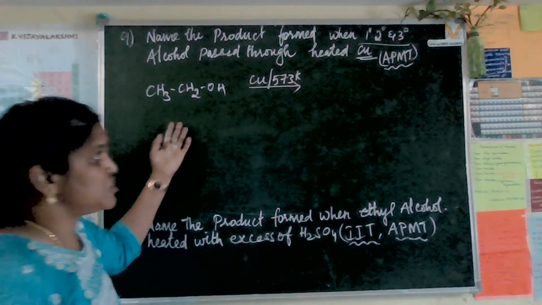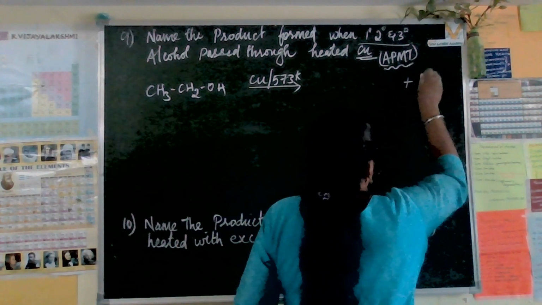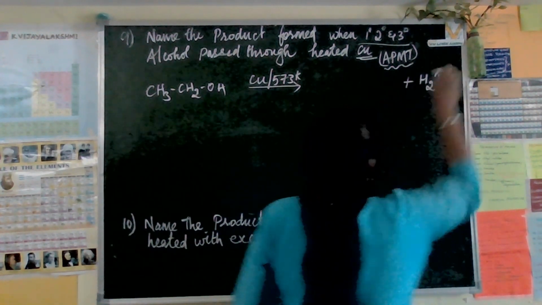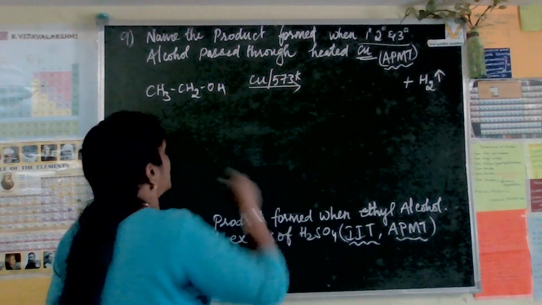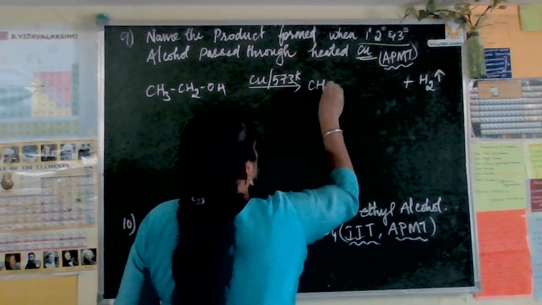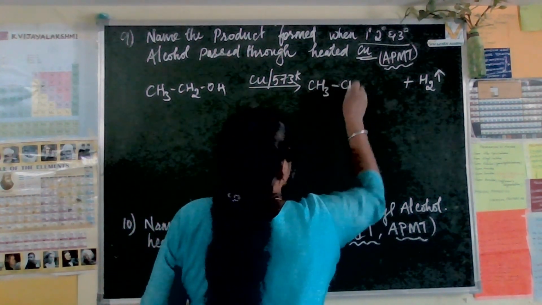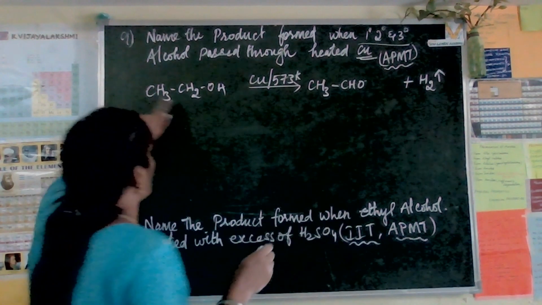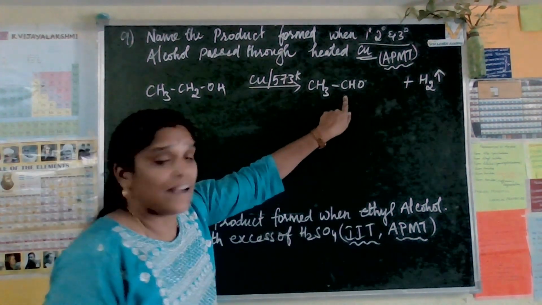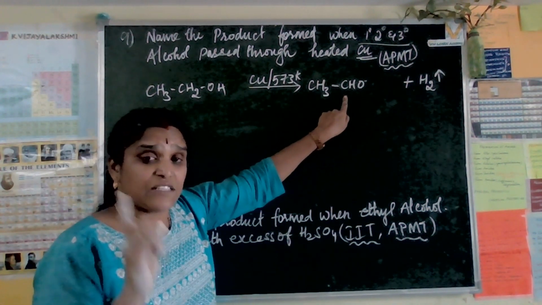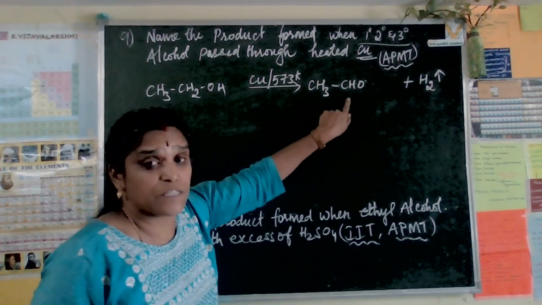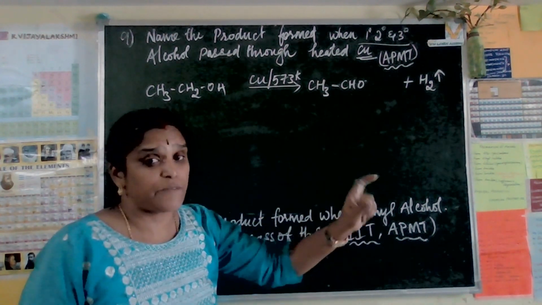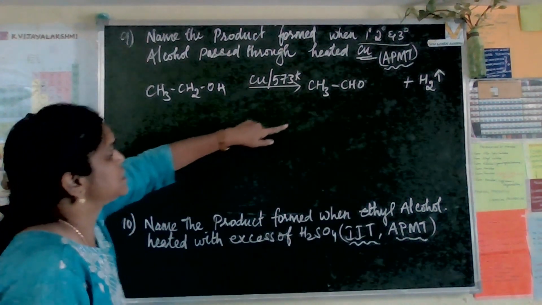So what does dehydrogenation mean? A removal of hydrogen. So what product are you getting? You are getting aldehyde, CH3CHO. According to the number of carbons, you will get the corresponding aldehyde. In our previous session we discussed this point, and I will put it in the description box. Hope you will remember it and watch it.